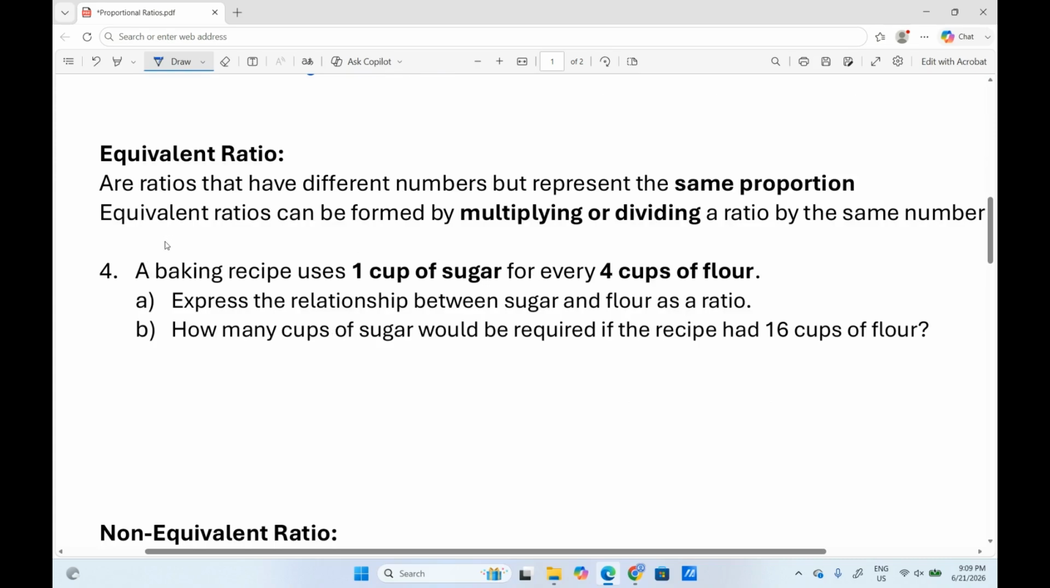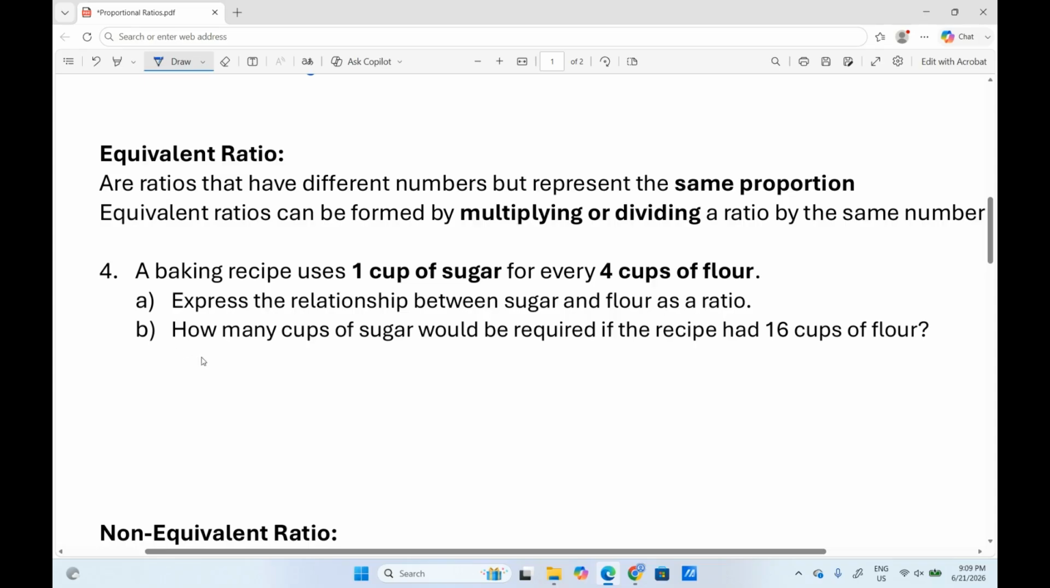Equivalent ratios are ratios that have different numbers but represent the same proportion. Equivalent ratios can be formed by multiplying or dividing a ratio by the same number. In this example, a baking recipe uses 1 cup of sugar for every 4 cups of flour. My first task is to express the relationship between sugar and flour as a ratio.